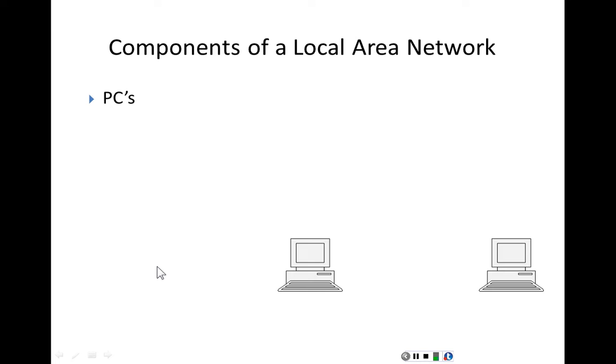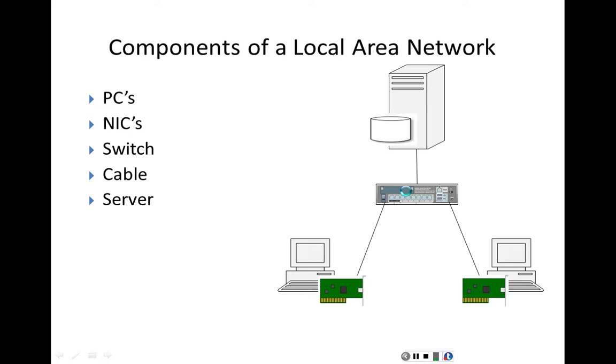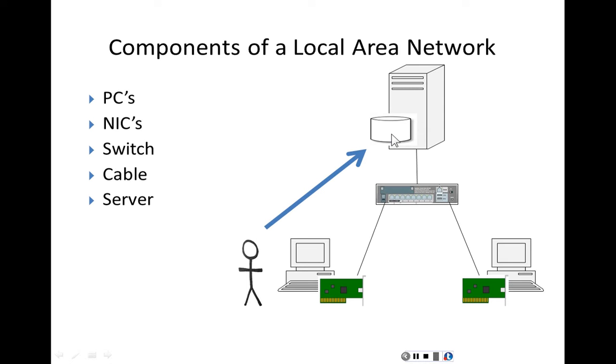So if we look at the components of a local area network, we start out with PCs. Every user gets his own personal computer. We put a network interface card in each PC, and we get a switch. Then we use a cable to connect the network interface card to the switch. Then we get a server, and then everybody can save their files up to the server hard disk so they can share those files with other users. That was networking hardware. Now let's look at networking software.